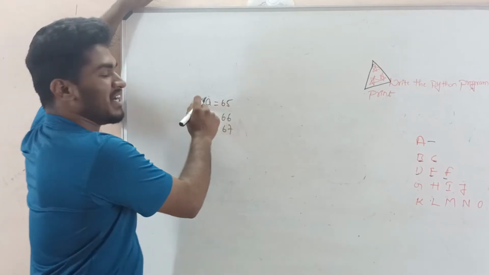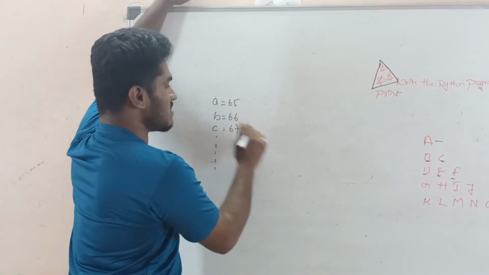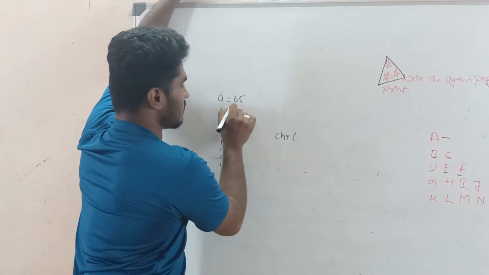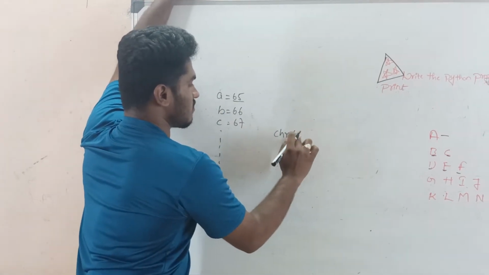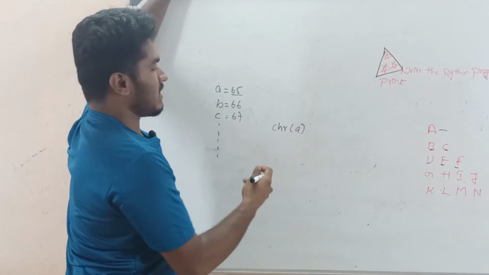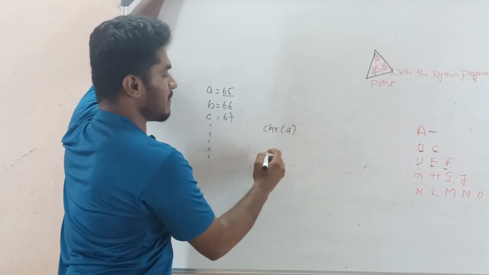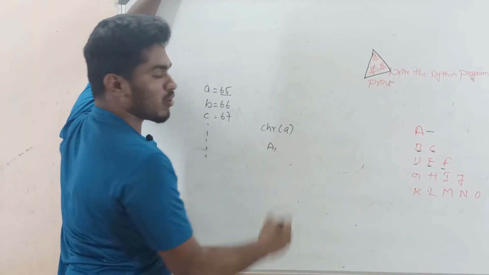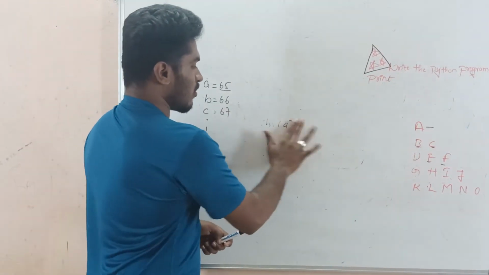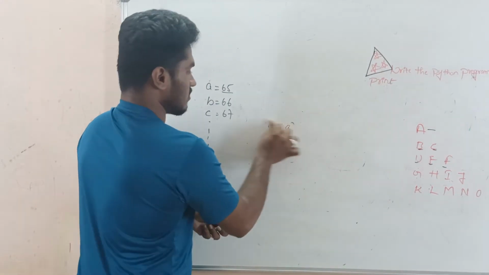So if I wanted to print this particular A, I'll use chr of this one, 65. When I tell the Python compiler like this, it will print A as the output. Okay. So similarly, we just try to write the code for this.